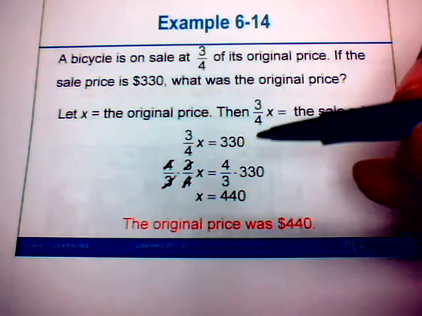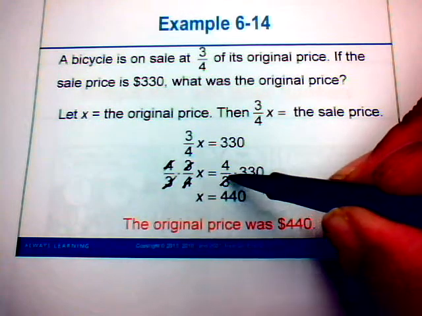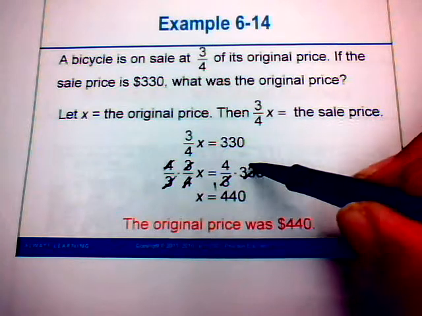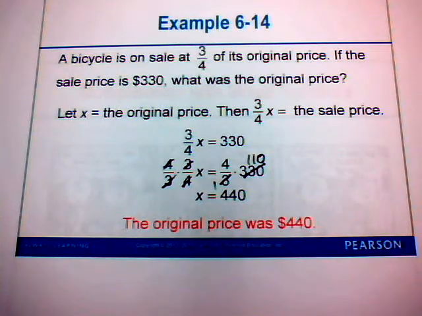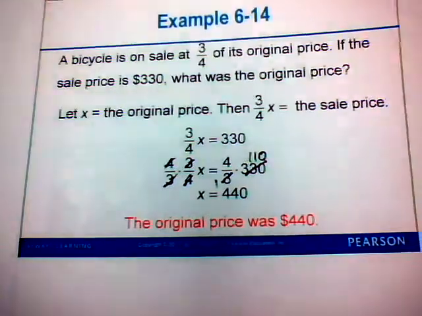Or, think of this as 3 divided into 330. That's going to go 110 times. So 110 times 4 will give you 440. So the original price there will be $440.